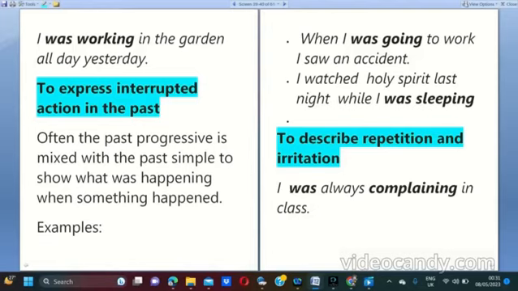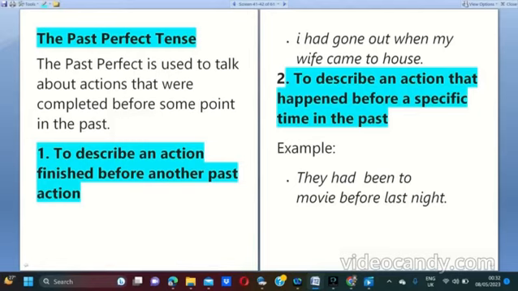Next, past perfect tense. Past perfect tense is used to talk about actions that were completed before another point in the past. Few actions were completed before another time in the past, before another action or before another time in the past. See, to describe an action finished before another past action: I had gone out when my wife came to house.